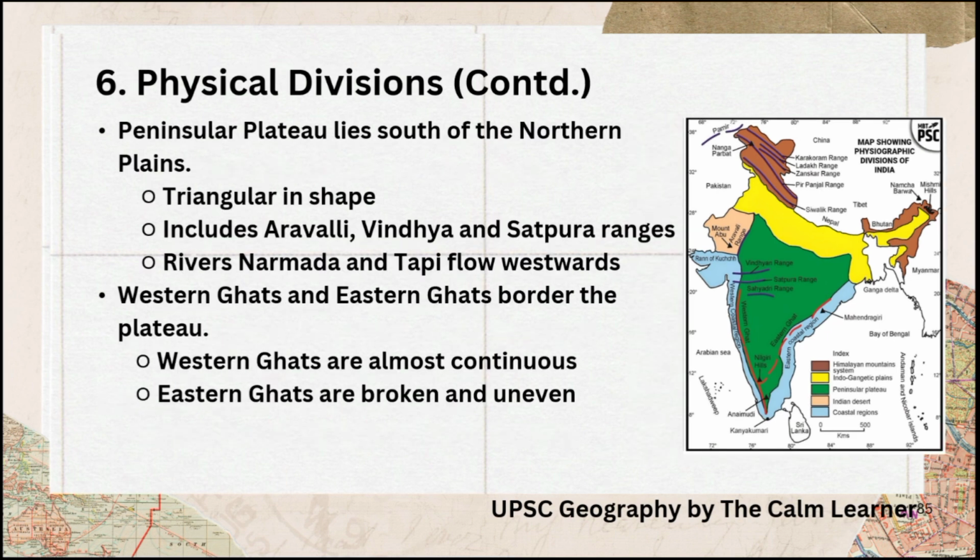Now, to the south of the northern plains lies the Peninsular Plateau. It is triangular in shape and is one of the oldest landforms of India. The plateau includes ranges like the Aravallis, Vindhyas, and Satpura mountain ranges. Rivers such as Narmada and Tapi flow westwards from this region into the Arabian Sea. The plateau is bordered by the Western Ghats on the western side and the Eastern Ghats on the eastern side. The Western Ghats are almost continuous, while the Eastern Ghats are broken and uneven.